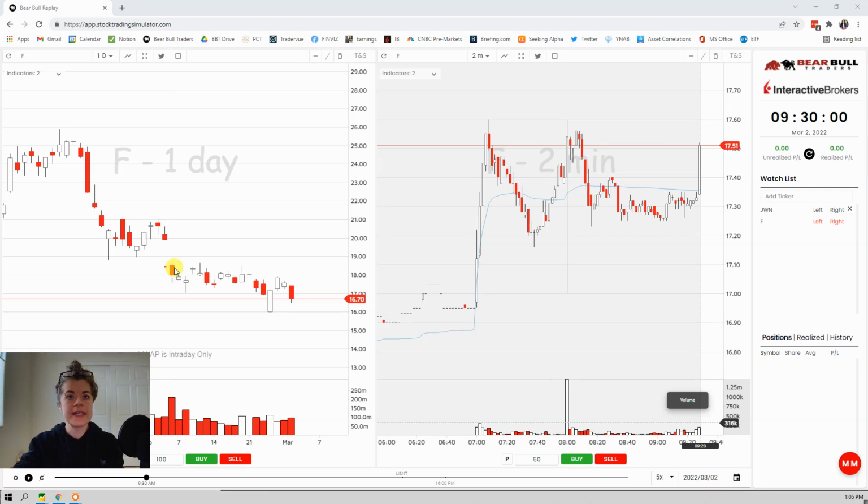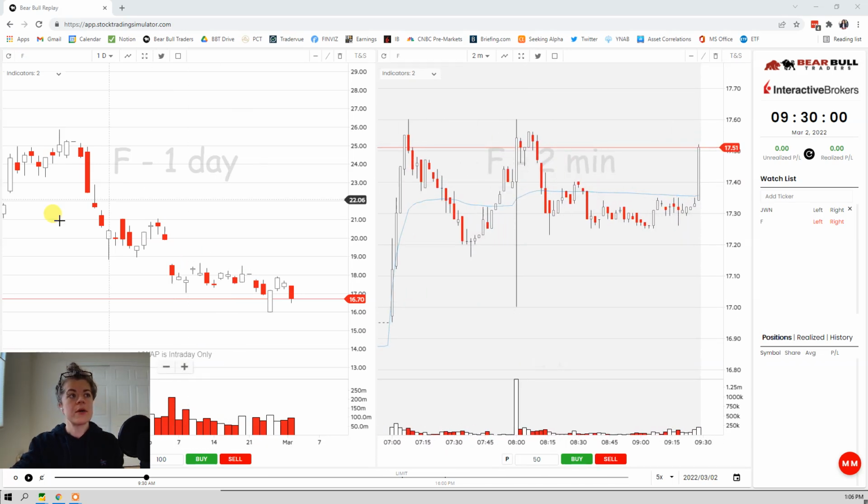So on Ford, on the daily, you can see that we have this situation happening, right? We've got this nice daily range set. It was stuck in this area for a while. It's broken below it, it's tried to get back in, and now we're below it again. So I definitely like this level, and I like this level. I don't want to play anything in here, but I want to see what happens at these two levels. And if I look over here on the 2-minute chart, this level that I had drawn is right around 1730.